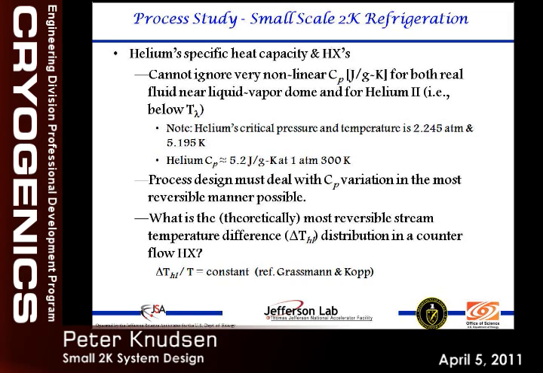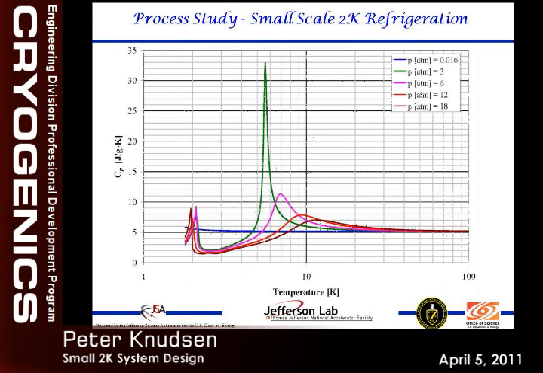And another thing I have down here at the bottom: theoretically, the most reversible stream temperature difference, this delta T, is the temperature difference if you took a cross-section cut of the heat exchanger, between the high-pressure stream and the low-pressure stream. That ratio equal to a constant is theoretically the most reversible stream distribution.